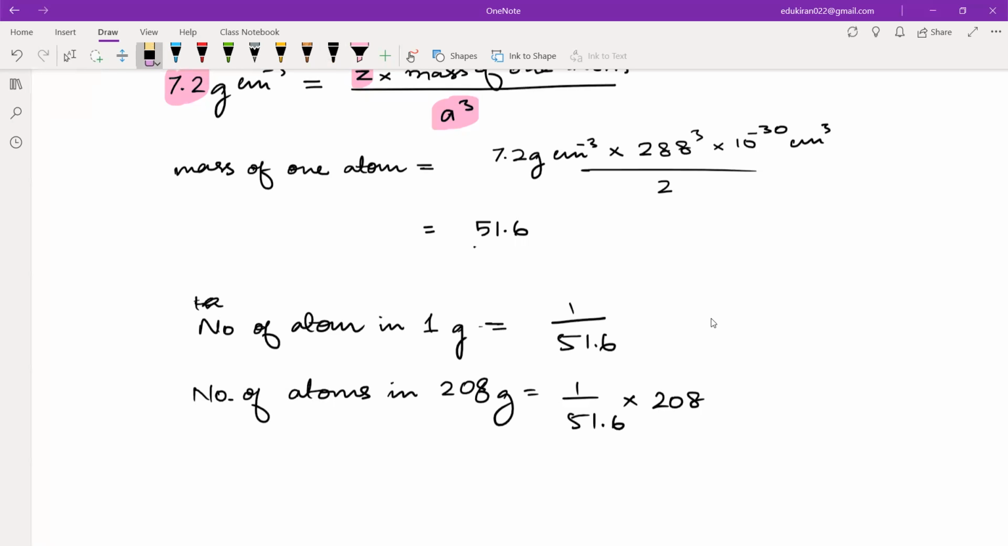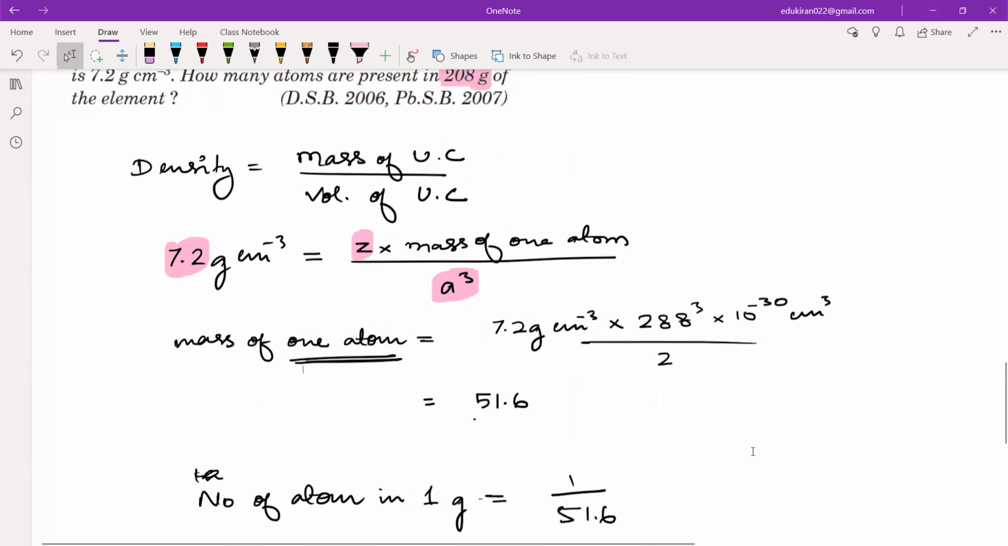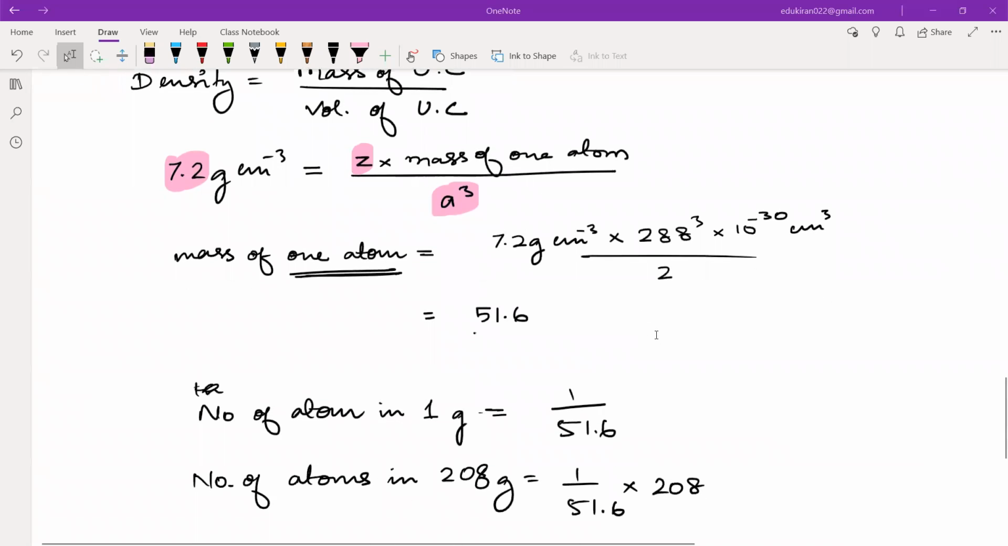Yes, Maimuna, what you are getting as the mass of one atom? I didn't find the mass of one atom. So how did you find molar mass? Molar mass I found by this density formula. Acha, from the density formula you got the molar mass. Yeah. Acha, okay, fine.